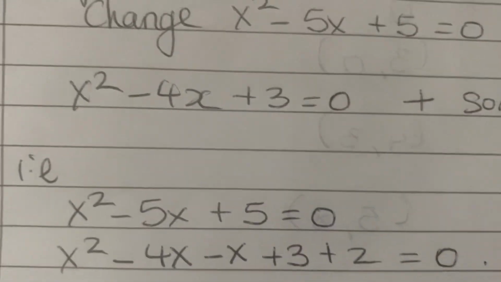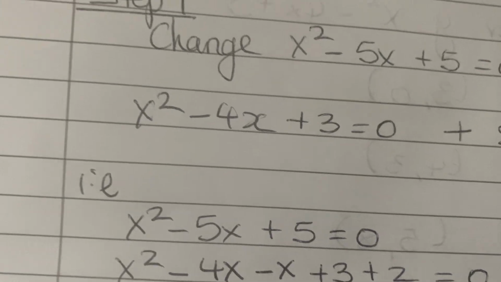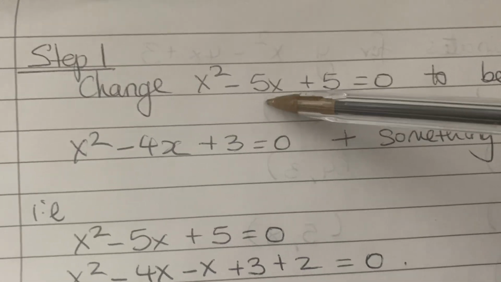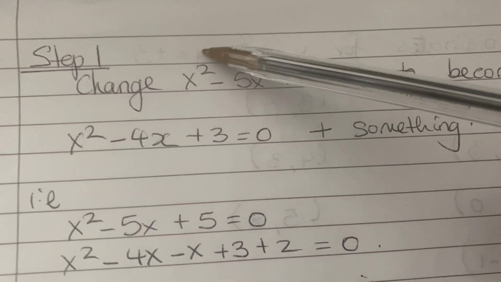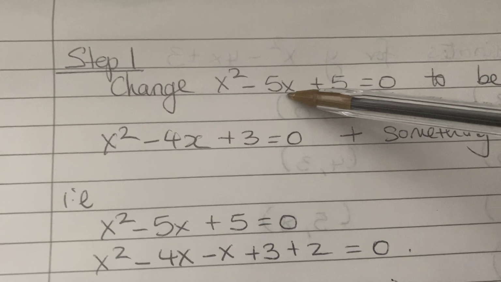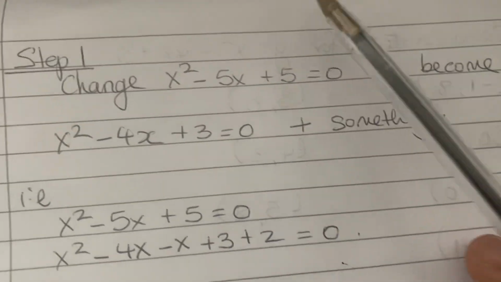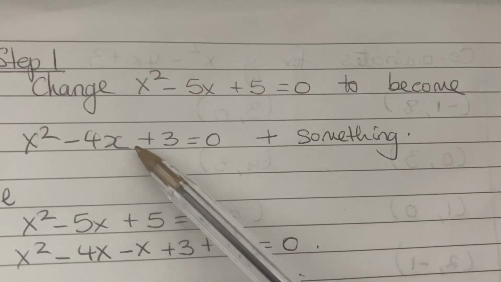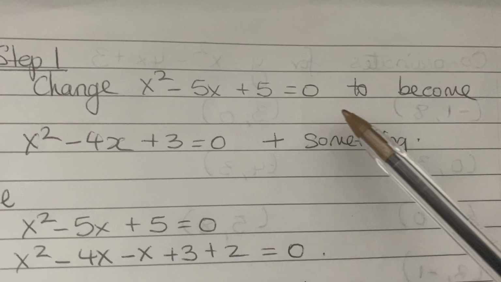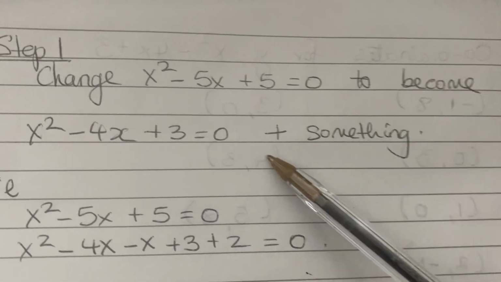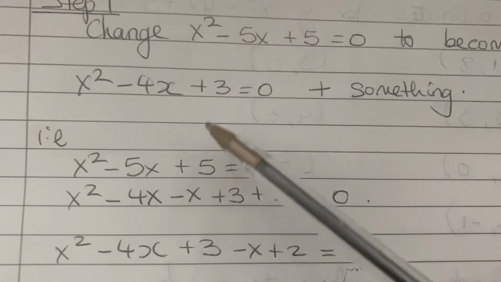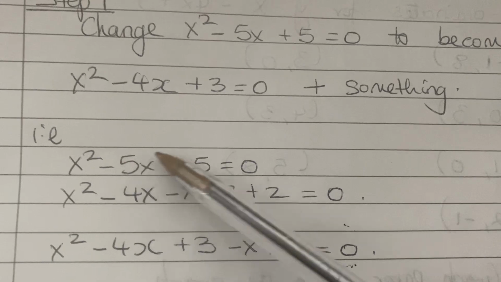Here, you don't have to draw another graph and equate it to 0 and find it on the graph. You are going to use the graph you've drawn. So we are going to change x squared minus 5x plus 5 equals 0 to become x squared minus 4x plus 3 equals 0 plus something. Look at it. As we look at this equation, we start adjusting the new equation.